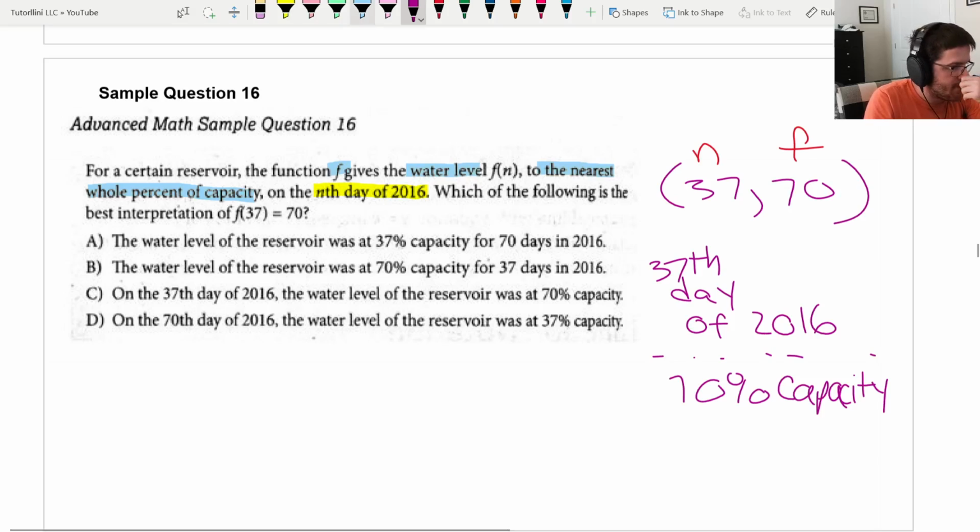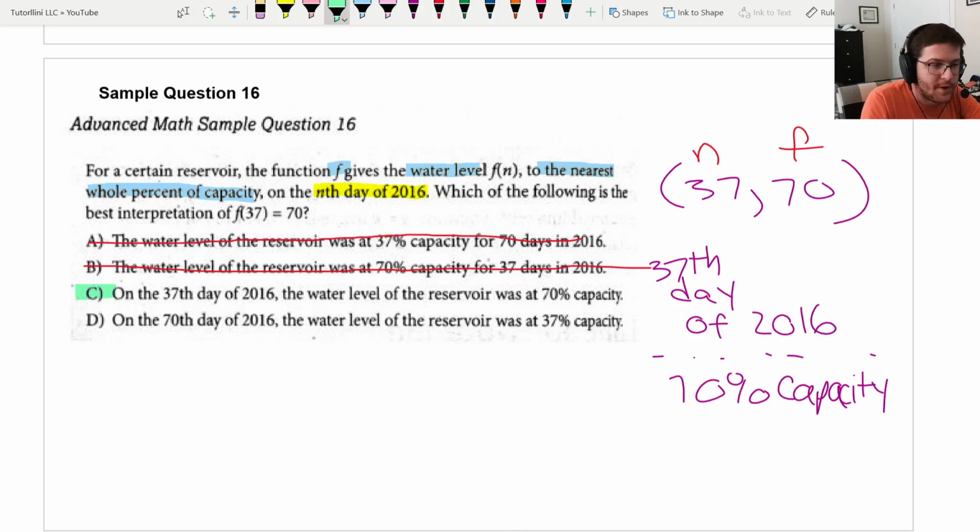Okay, so let's just see if there's an answer choice like that. So 70% capacity. These first two don't even have the nth day. So I think these two are just kind of wrong. And 70% capacity, 37th day. I think it's C. Let's see if that's right. Yep. Good.